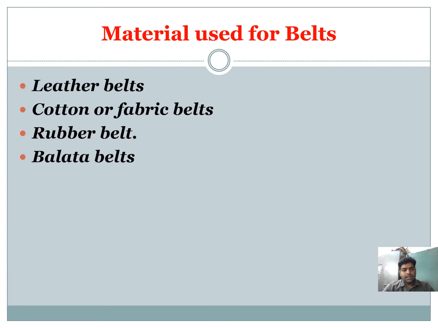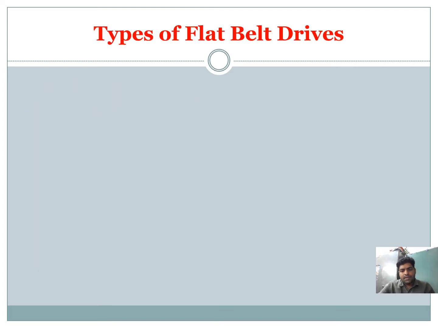Next slide is material used for making the belts. The materials basically used are leather belts, cotton or fabric belts, rubber belts, and balata belts. Both rubber belts and balata belts are similar materials. In balata belts, instead of rubber, some balata gums are used to make the belts.